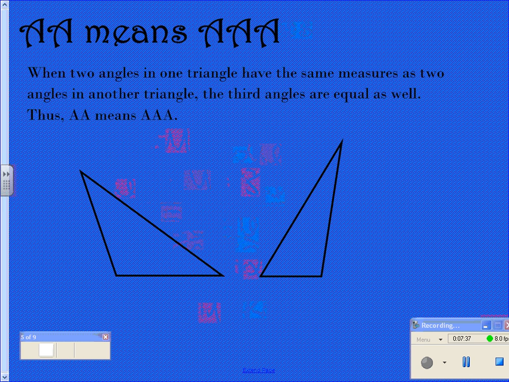All right. We've got two different triangles. Do they look congruent? No, not at all. Okay. Whenever two angles in a triangle have the same measure as two angles in another triangle, the third angles have to be equal.